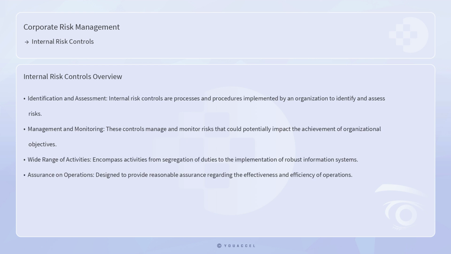Internal risk controls can be defined as processes and procedures implemented by an organization to identify, assess, manage, and monitor risks that could potentially impact the achievement of its objectives. These controls encompass a wide range of activities, from segregation of duties to the implementation of robust information systems, and are designed to provide reasonable assurance regarding the effectiveness and efficiency of operations, the reliability of financial reporting, and compliance with applicable laws and regulations.